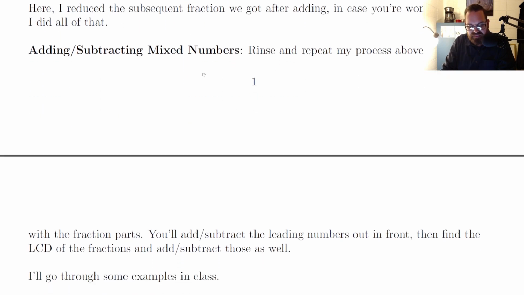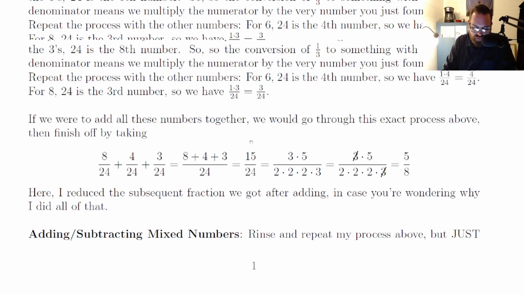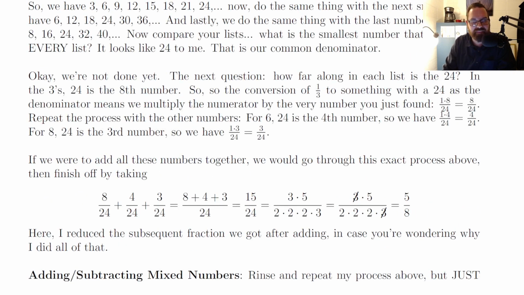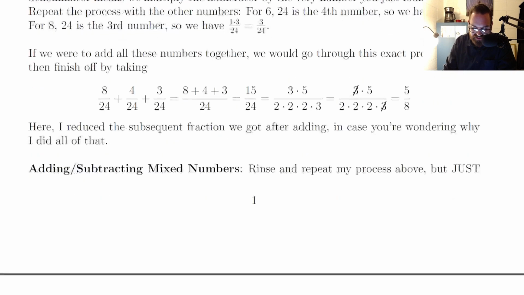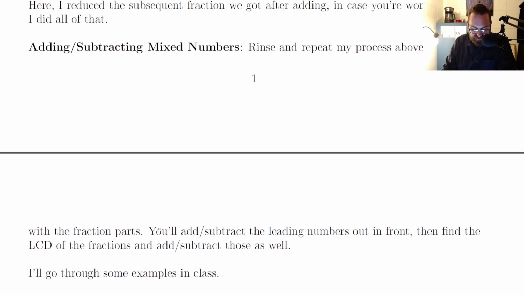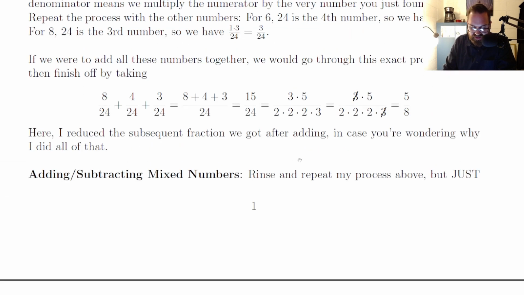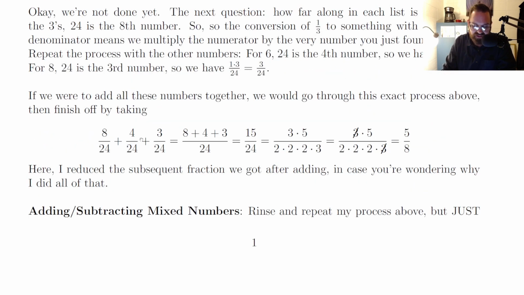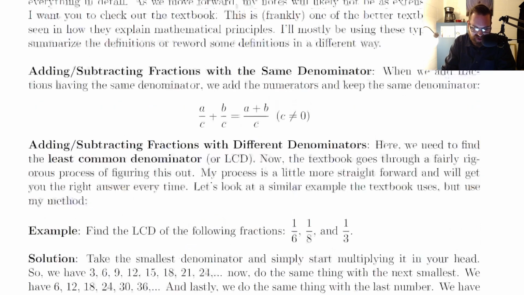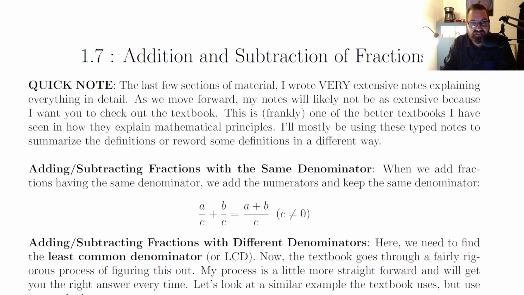When we deal with mixed numbers, the process is quite literally exactly the same. The only difference is we just add the numbers that are sitting out in front, and then we have to find common denominators for all the little fractions that live inside of those mixed numbers, and then combine them together. So I'm going to go through some examples here, so hopefully you can kind of see how this all works out. I would be writing this stuff down if I were you.